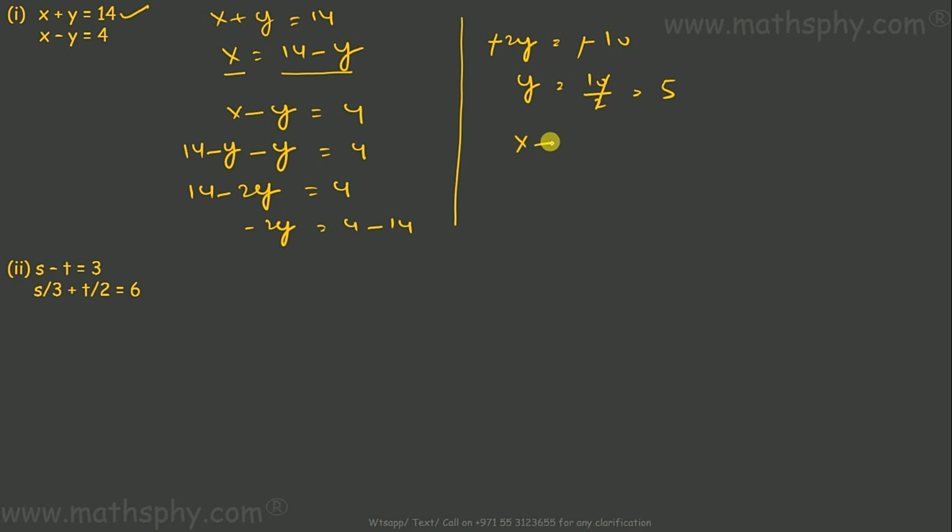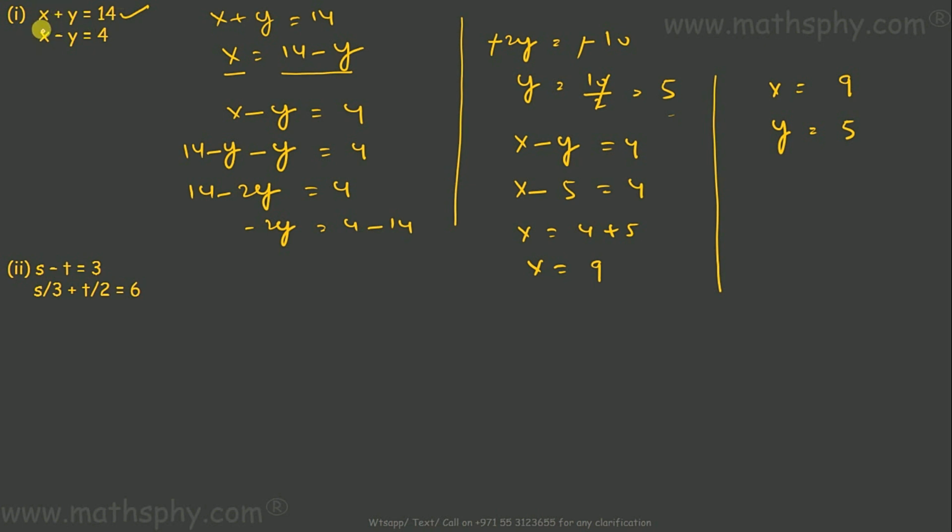Now, x minus y is equal to 4. In this equation, where I have got y is equal to 5, x minus 5 is equal to 4. x is equal to 4 plus 5. x is equal to 9. So I have got x as 9, y as 5.